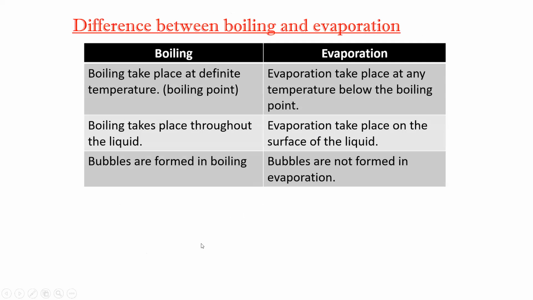The difference between boiling and evaporation, what are the differences? Boiling takes place at a fixed temperature, the boiling point. Evaporation occurs at any temperature below the boiling point. Boiling takes place throughout the liquid, evaporation only at the surface. Bubbles are formed in boiling, in evaporation no bubbles form.